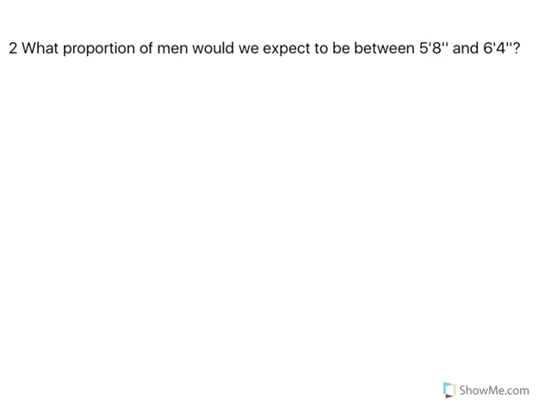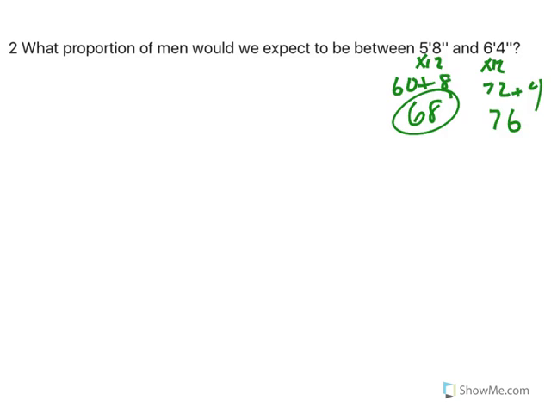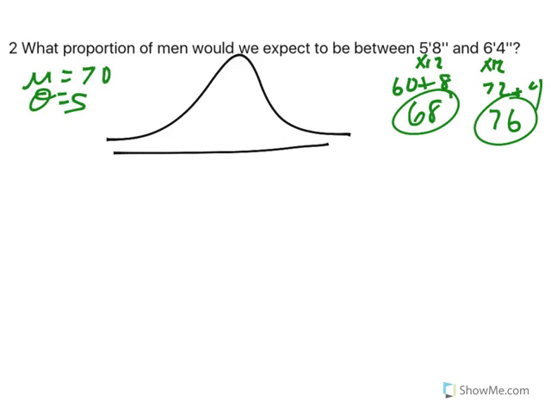Number 2. What proportion of men would we expect to be between 5'8" and 6'4"? Well, first of all, let's change these to inches. So 5 times 12 is 60 plus 8 is 68 inches. 6 times 12 is 72 plus 4 gives us 76 inches. We know that the mean is 70, the standard deviation is 5. So 68 is less than the mean, 76 is greater than the mean, and we're trying to find the area in between.